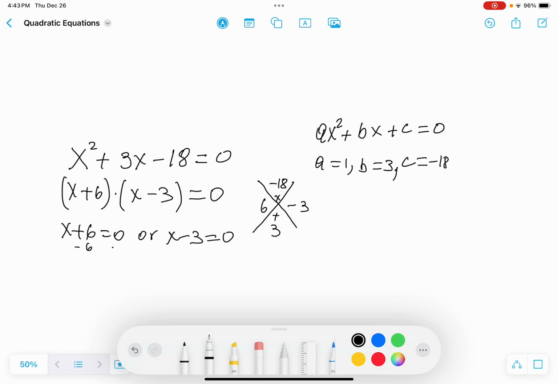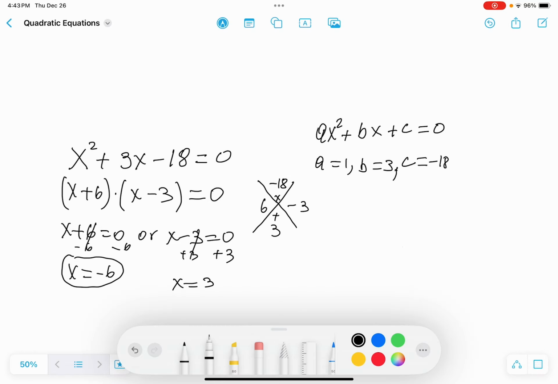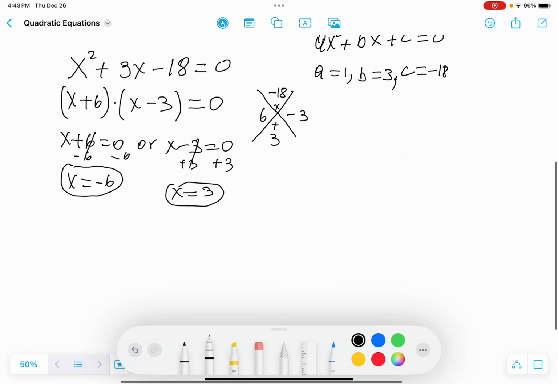So here we subtract 6 from both sides. Then x is equal to negative 6. That is the first solution. Here we add 3 to both sides, and then x equals positive 3. So those are the two solutions.